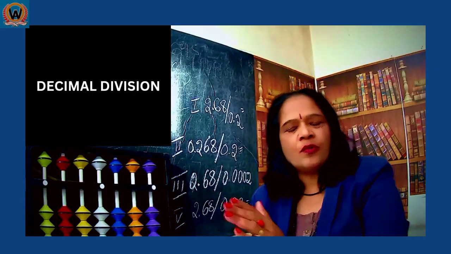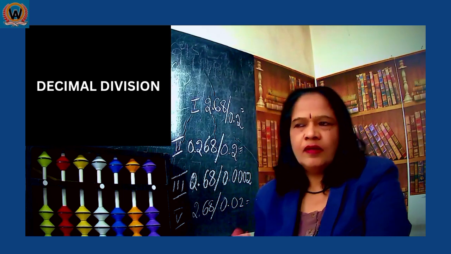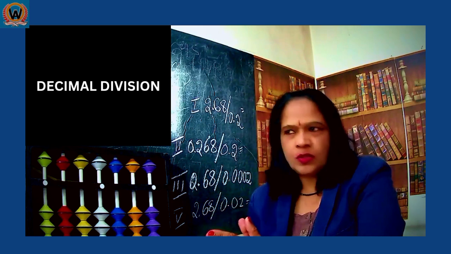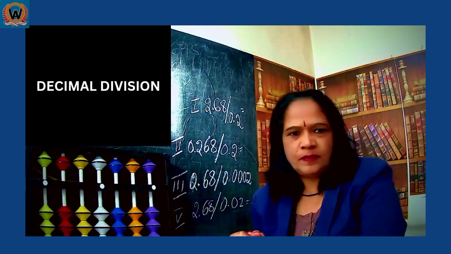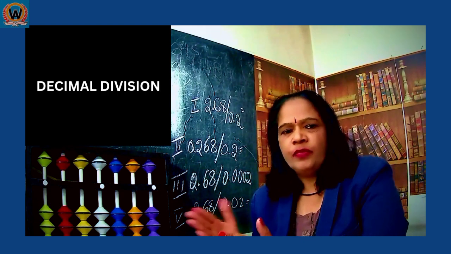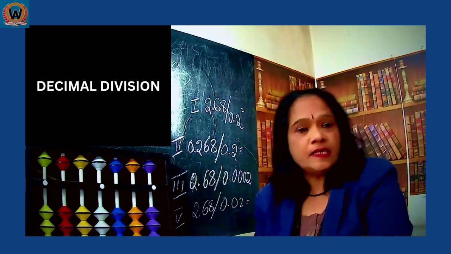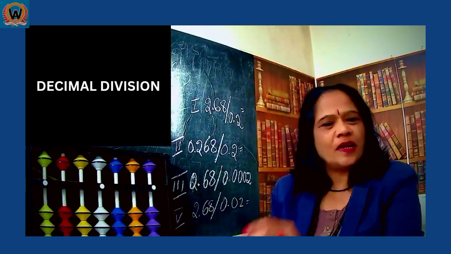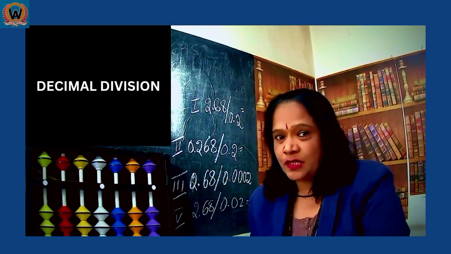Today we are learning how to do decimal division on the abacus. Till now we have learned addition, 2-digit into 1-digit multiplication, 3-digit into 1-digit multiplication, and also some division. If you want, you can watch all those videos. Today we are moving to decimal division, how to do it on the abacus. This is very easy and it is done in a fraction of a second.